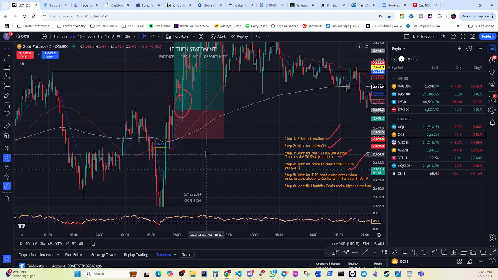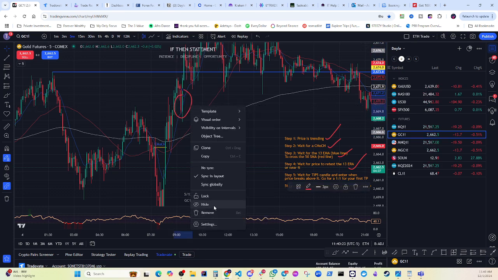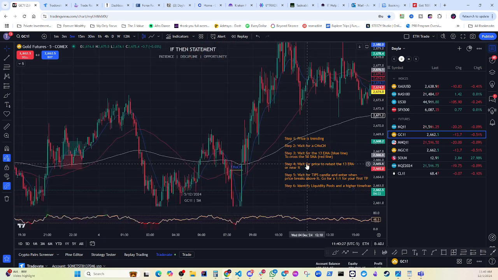So anyways, if we look at this, it retested right there. First off, it did retest right here, but there were no tips there. Also, the 13 EMA didn't cross until right there. But anyways, 13 EMA retest right there. If you look at the body, so let's hide this. Now let's zoom in here.